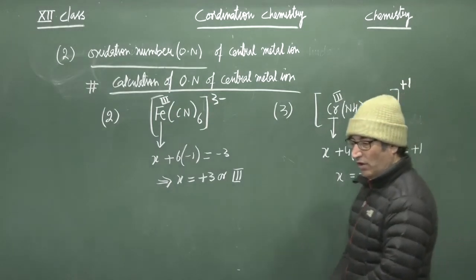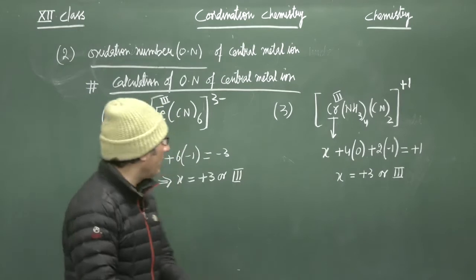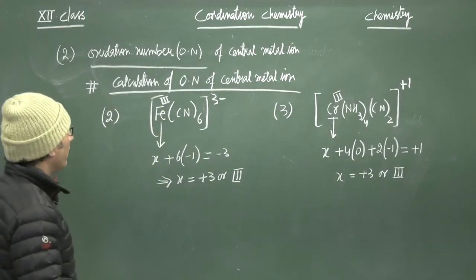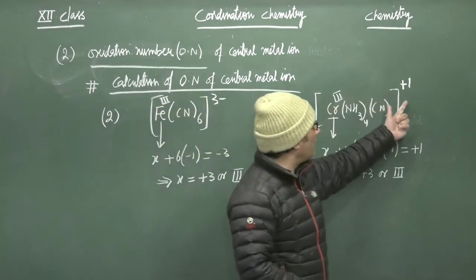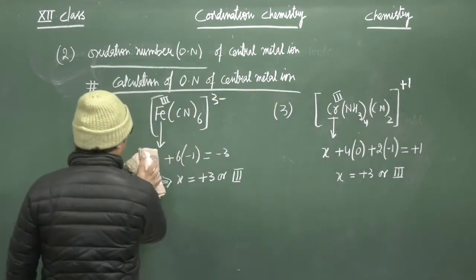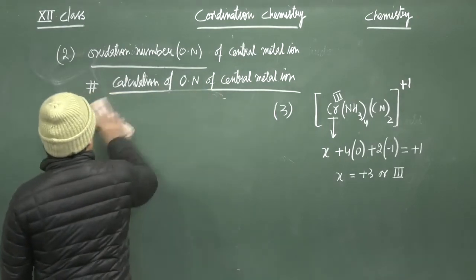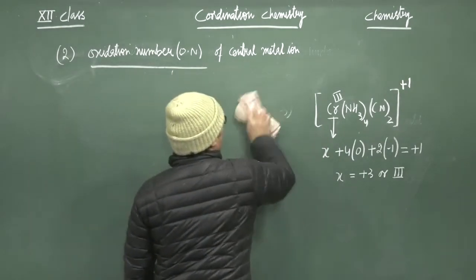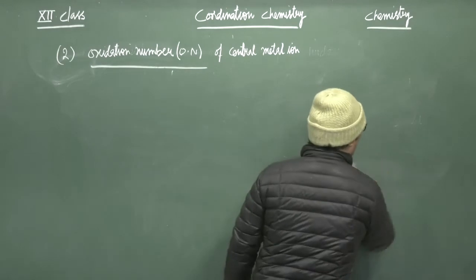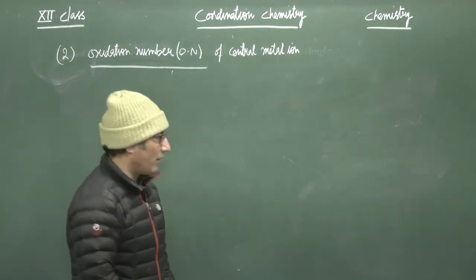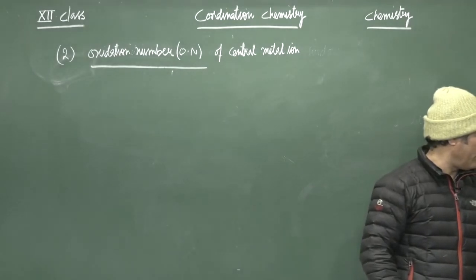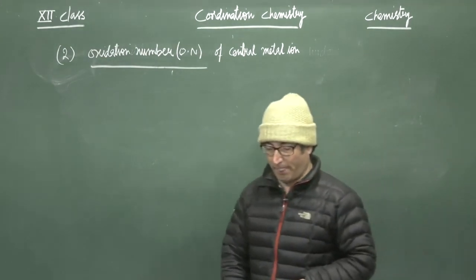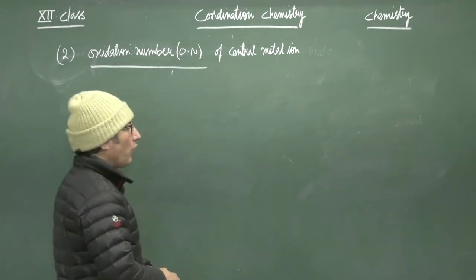So I have calculated the oxidation number of central metal ion in 3 types of coordination species: the negatively charged, the positively charged, and third, the neutral one. Now as an exercise, you can write these examples and calculate the oxidation number of central metal. So write this question: calculate oxidation number of central metal ion in the following species.